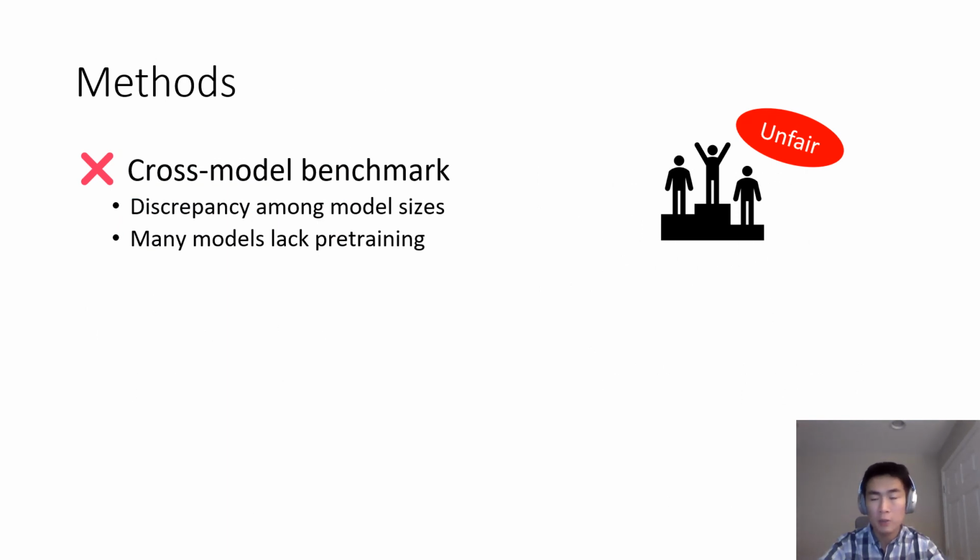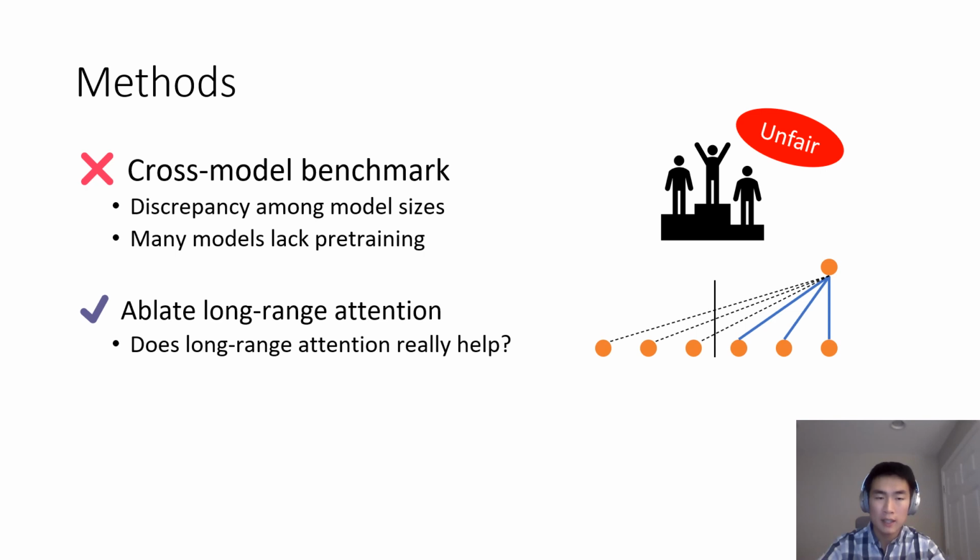It is unfair to have a side-by-side comparison between models because of their discrepancy of model sizes. And some models have different pretraining status or do not have a pretraining at all. Instead, we try to ablate long-range attention and answer the question whether long-range attention really helps the performance. For example, for the recurrence method, we try to ablate the cross-block attention to restrict the receptive field of long-range attention.